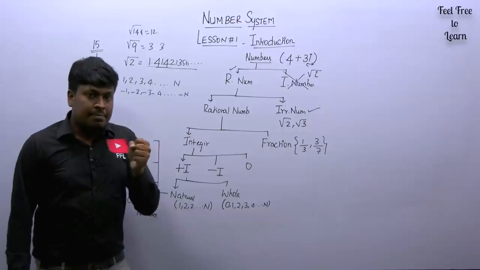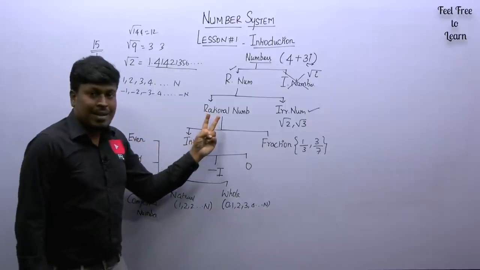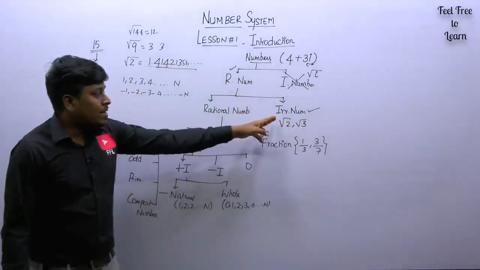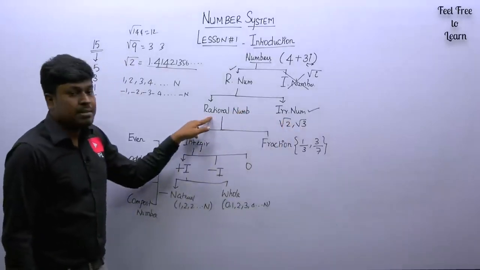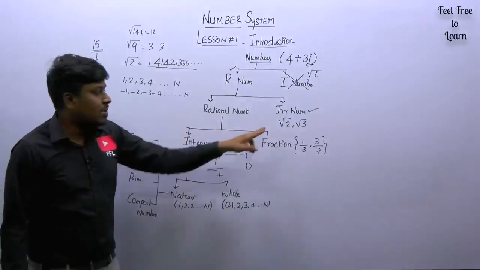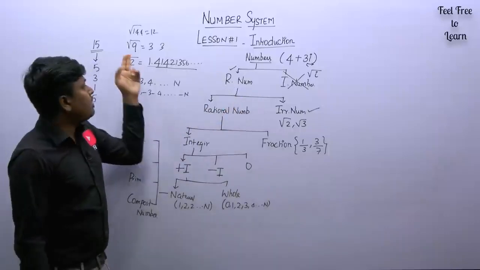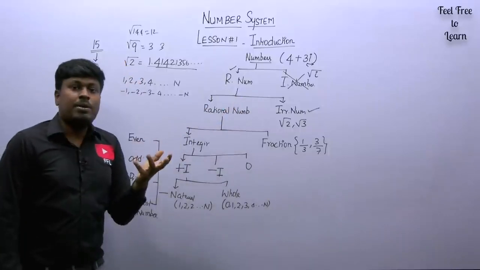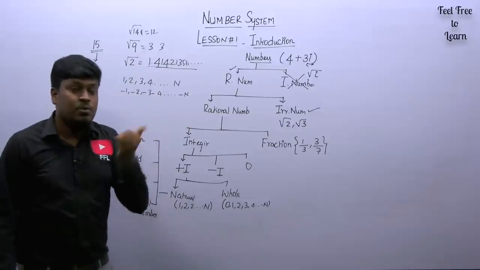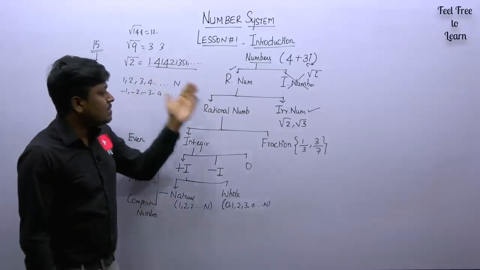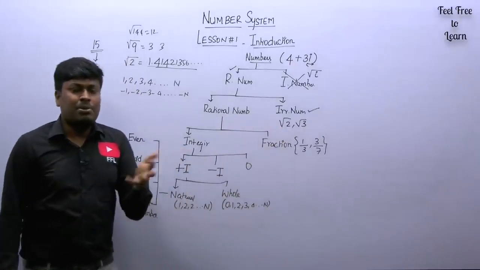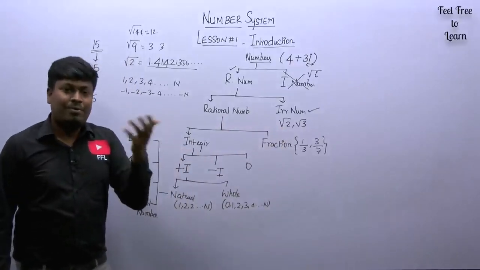Second, the real numbers are categorized into two parts: rational numbers and irrational numbers. I have told you the difference between them. A number that does not have an end is called an irrational number. Example, the square root of 2. If you find the value of the square root of 2, it is 1.41421356, and it goes on. Those are called irrational numbers. A rational number is like a normal number: root of 9, 3, 4, 5, etc.